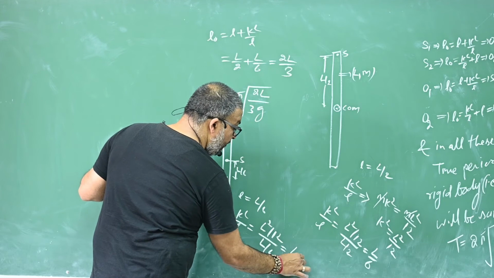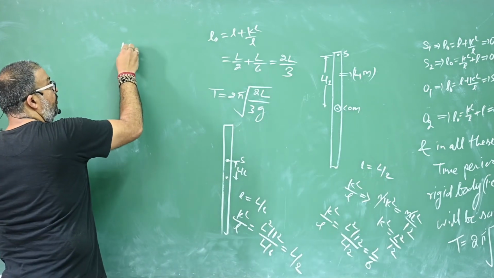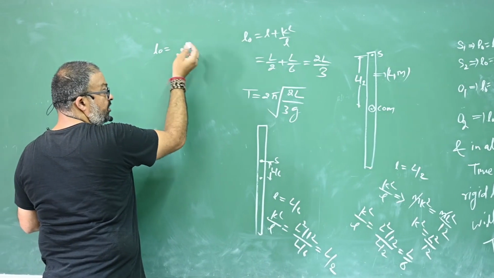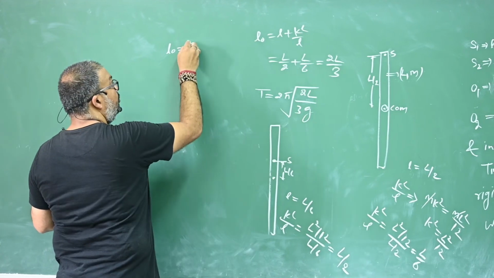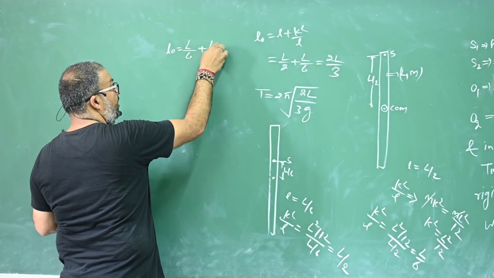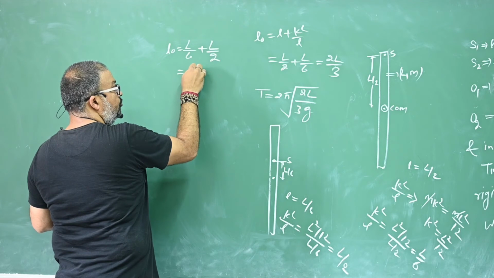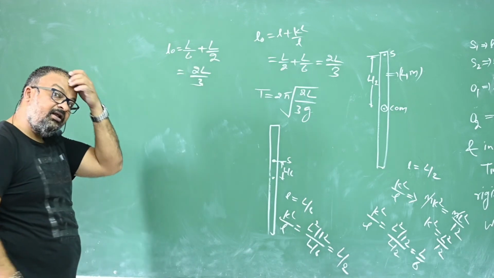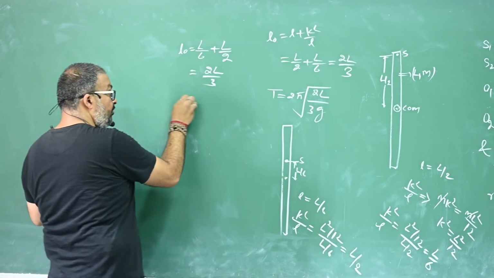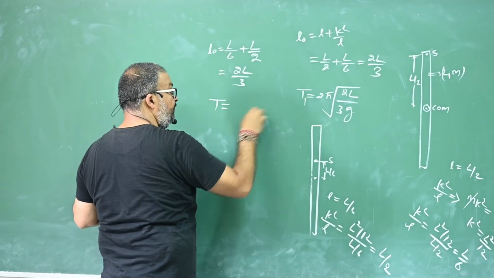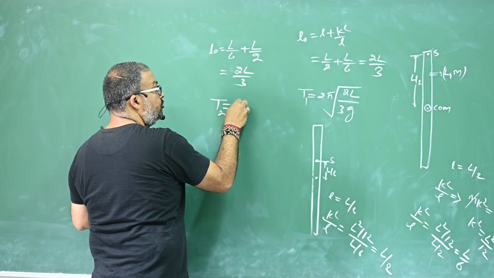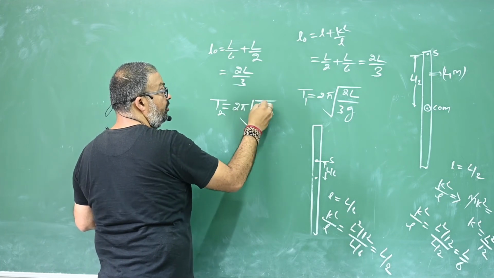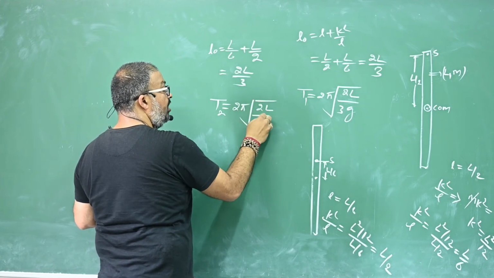So it will be L by 2, and the equivalent length will become L plus K square by L. L is how much? L by 6. K square by L is how much? L by 2. So it is how much? This is 2L by 3. Equivalent length is again the same, so the time period will also be the same. It was time period T1, it is time period T2. How much? 2 pi square root of L naught, L naught is 2L by 3 upon G.